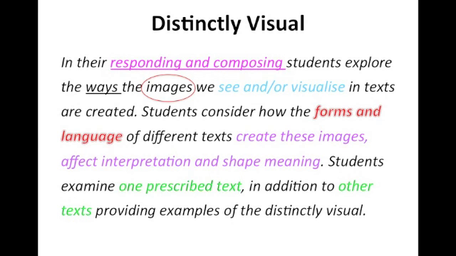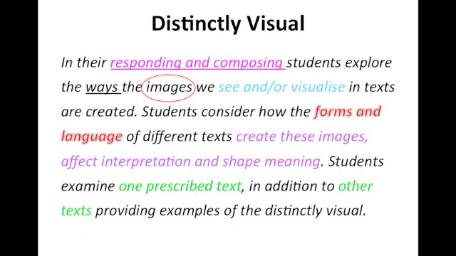How do they affect interpretation? So how do they change or impact on our interpretation? And how do they shape meaning? So how do those forms and language of different texts create the images, affect how we interpret the world and the meaning, and how does it shape meaning?